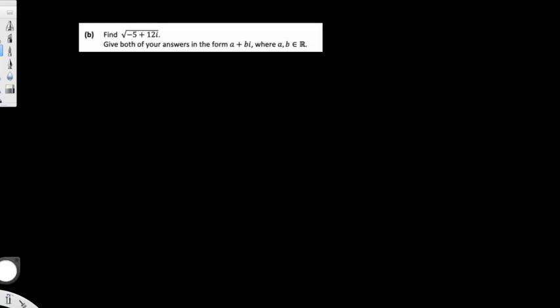Okay, so for the next question, we have to work out the square root of a complex number, minus 5 plus 12i. Now, if we take the square root of a normal number, we mean, what number when multiplied by itself will give us this number that's inside the square root. And in this case, it could be 2, but it could also be minus 2. So we'd say plus or minus 2.